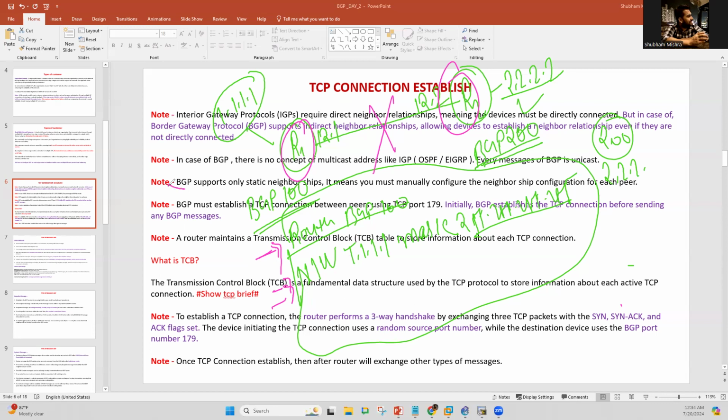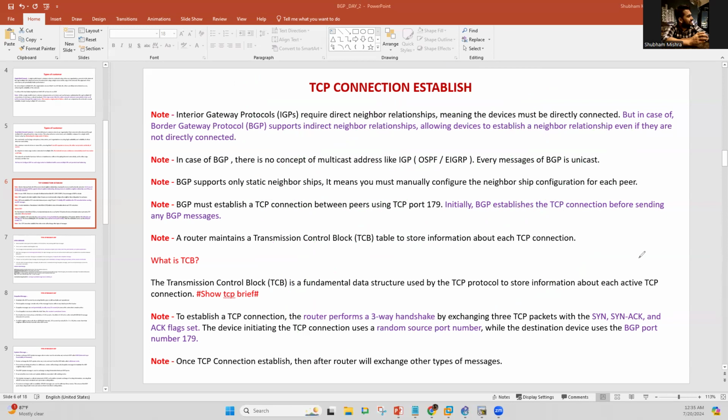But in case of BGP, I told you BGP supports only static neighborship. It means on R1 you have to tell R1 that R2 is your neighbor, and on R2 you have to tell that R1 is your neighbor, and you have to tell these things manually. In case of an IGP protocol, I'm not going to tell manually. But in case of BGP, you have to tell these things manually. Getting my point? So that is the meaning of static neighborship. Clear, everyone? If you want, I can prove it to you.